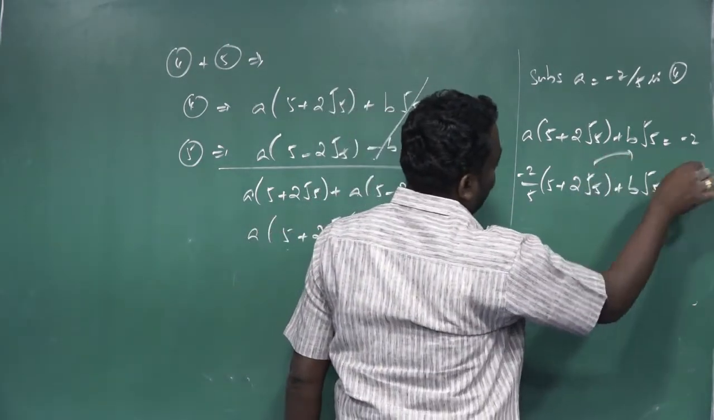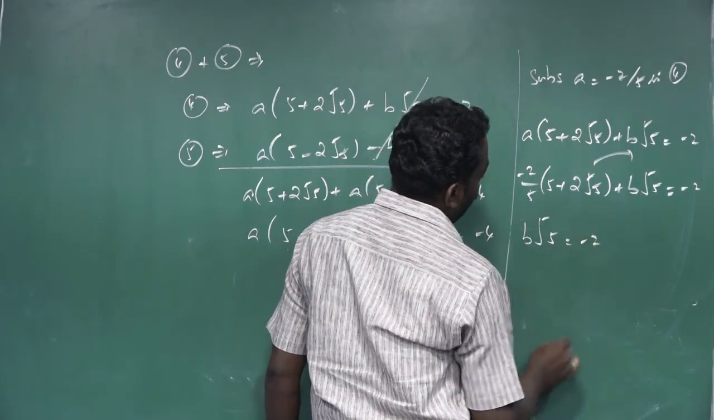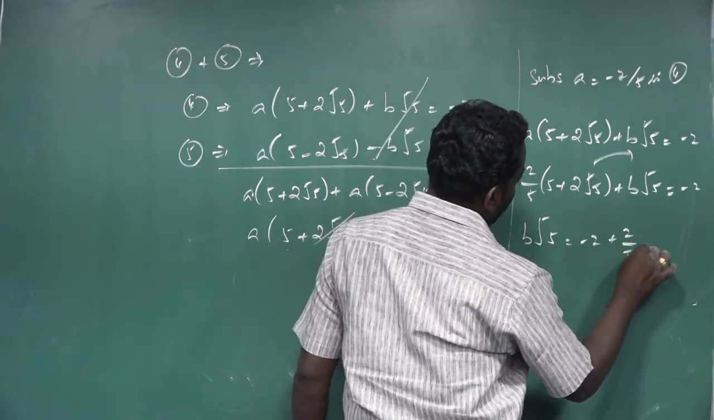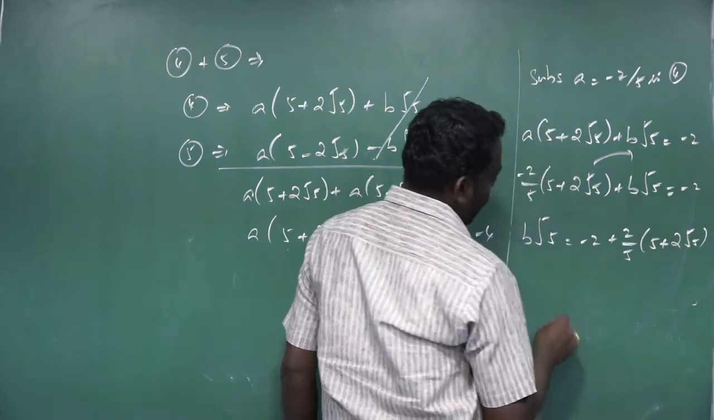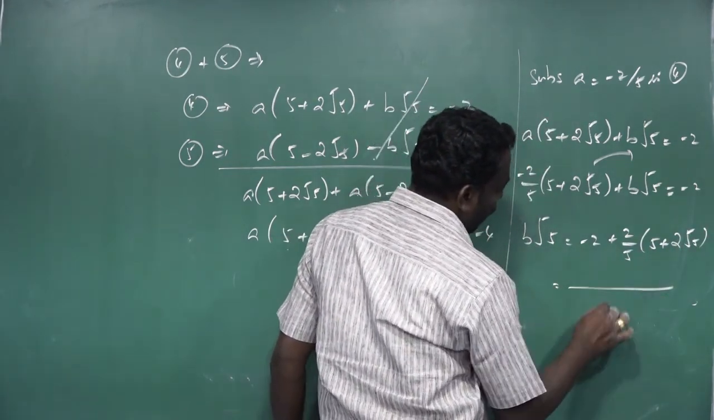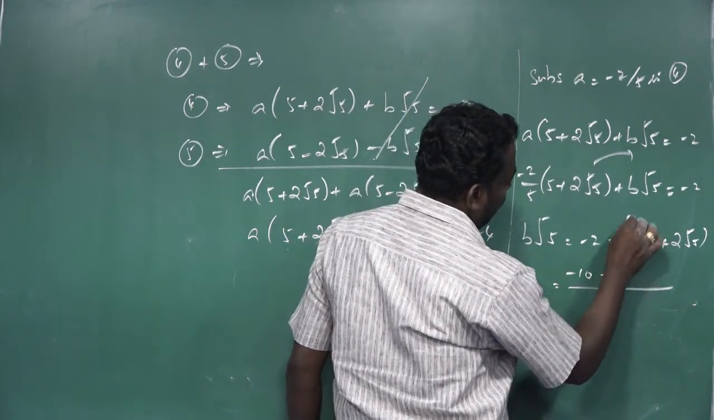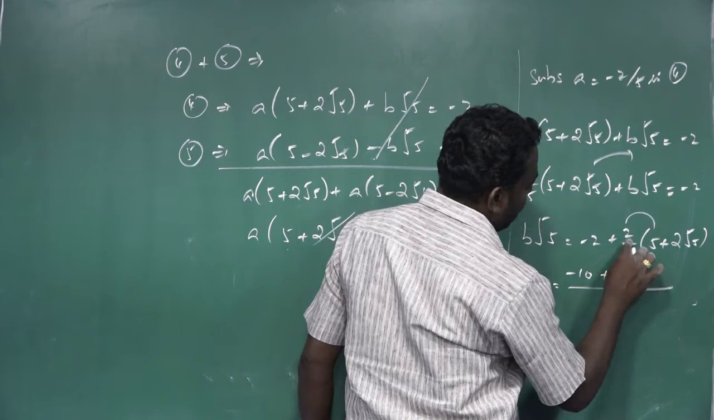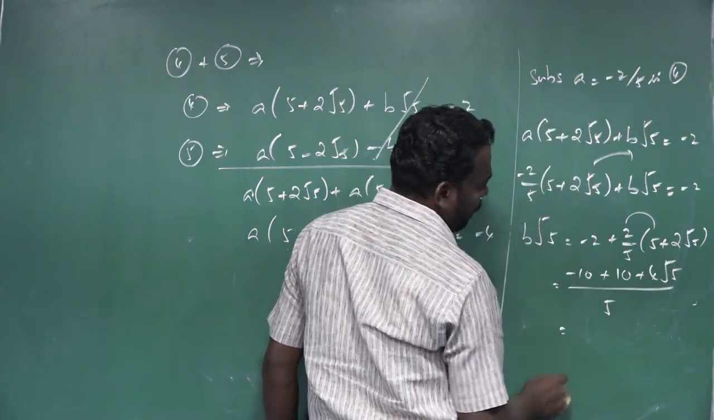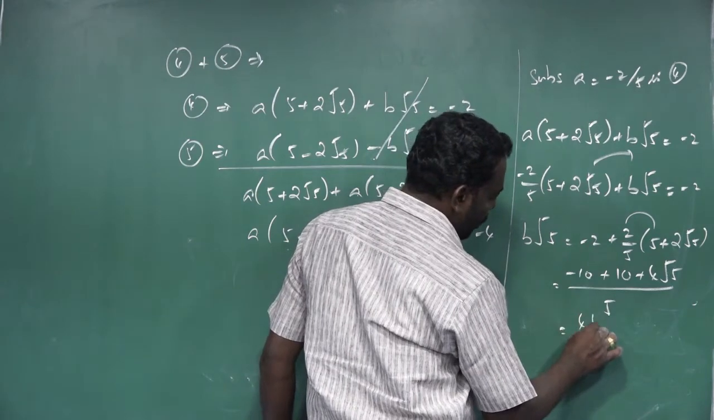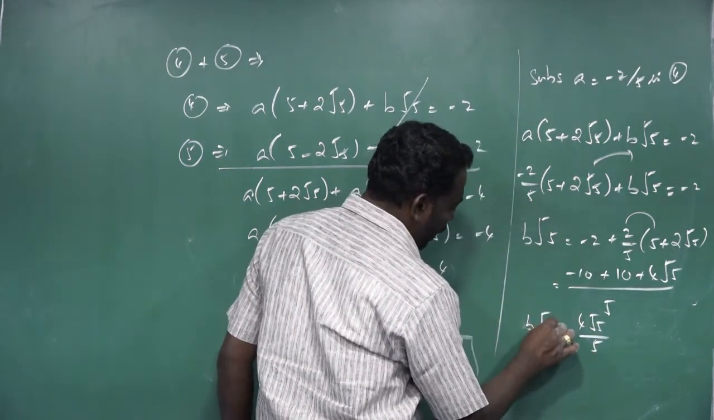Just transfer the term to the right-hand side. Therefore, b√5 = -2 + (2/5)(5 + 2√5). Take the common denominator 5: (-10 + 10 + 4√5)/5. The -10 and +10 cancel, so b√5 = 4√5/5.